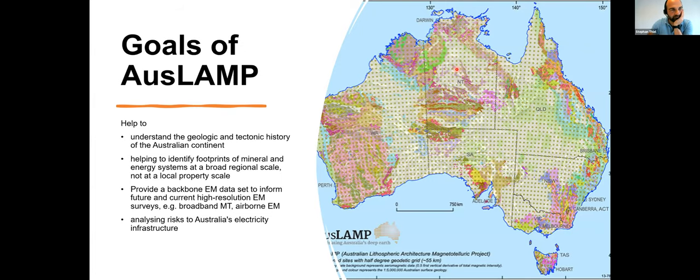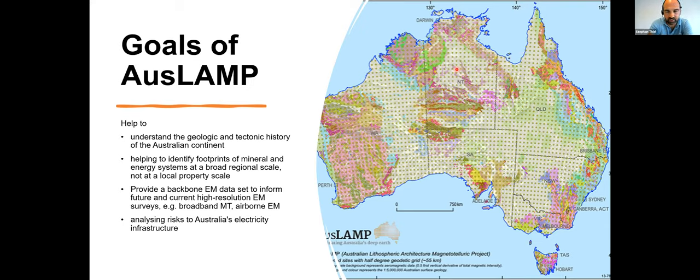The goals of AusLAMP, again coming back to some of these early examples of these 2D profiles, is obviously to understand the geological and tectonic history of the Australian continent. And very importantly, it's to identify the footprints of these mineral and energy systems at really all scales. So this is the entire lithospheric scale. And obviously with this type of deployment, you will not be able to see the deposit directly, but the question here is how can we get an understanding of the entire lithospheric footprint of these deposits.